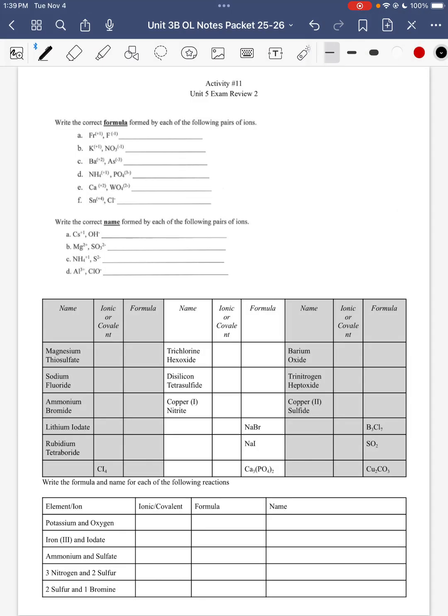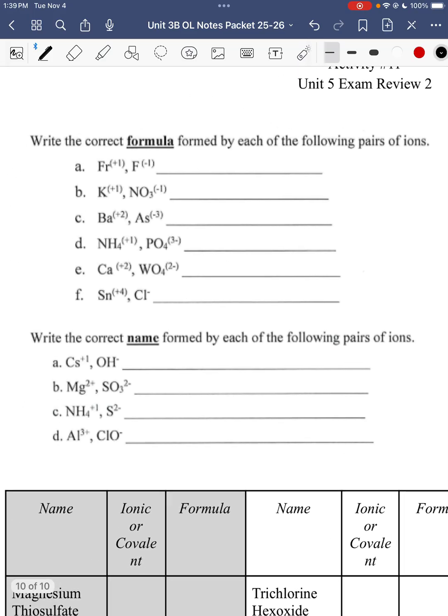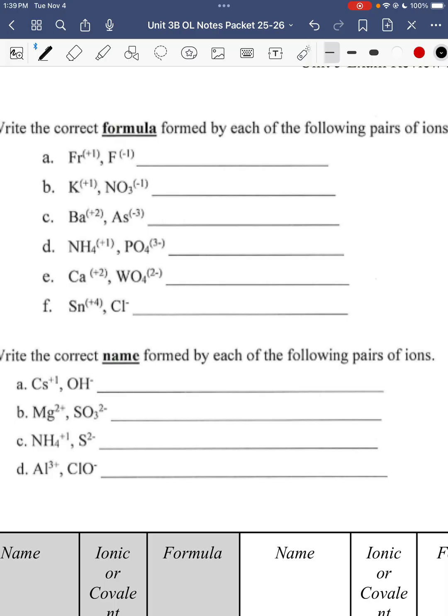All right, here we're going through Activity 11, the Unit 3B Exam Review Part 2. So my first section is just to write the formula from the following pairs of ions. With these, all I need to do is the crossover method, turning the charge of one into the amount of the other. Since both of these are 1 and 1, my formula is just FRF.